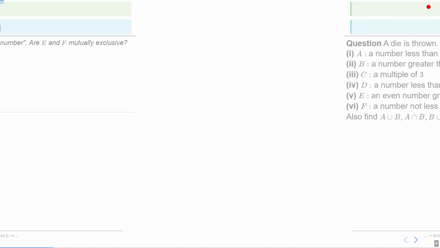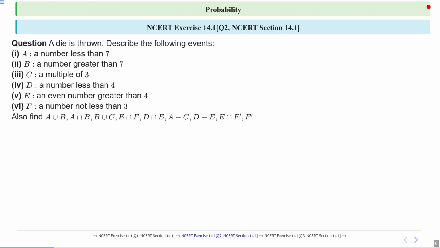So now look at question number 2. So first of all, read the question very carefully. Okay. So read the question. What we have given here: a die is thrown. Okay. A die is thrown. Now describe the following events. So event A denotes a number less than 7. Okay. So A denotes an event where we take as an outcome a number which is less than 7.